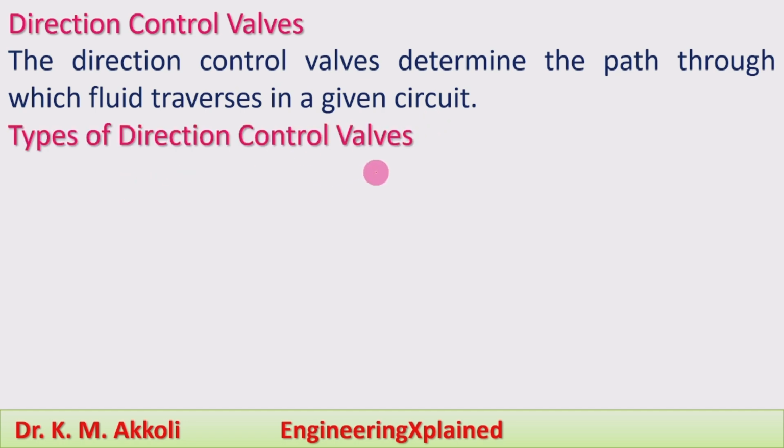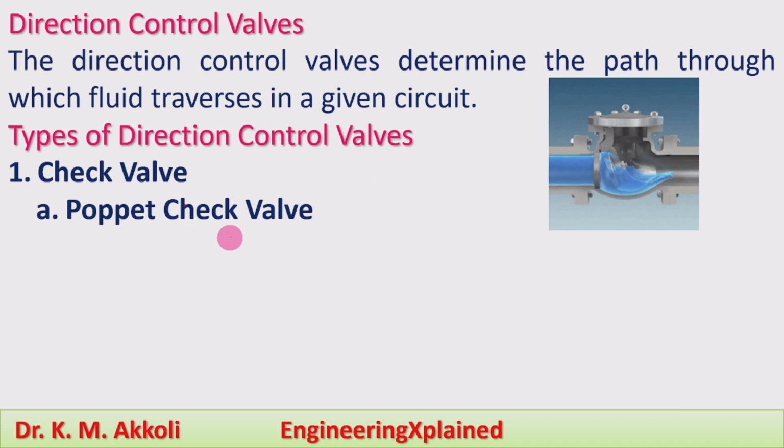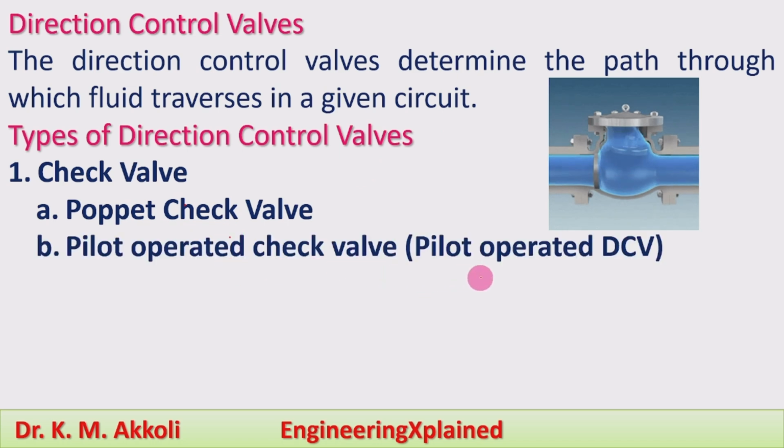The types of direction control valves are: the first one is the check valve. In that, there are two types: the poppet check valve and the pilot operated check valve. A check valve allows the flow of the fluid in only one direction. In the other direction, there is no flow of the fluid. The operating device may be a poppet, or it may be pilot operated.